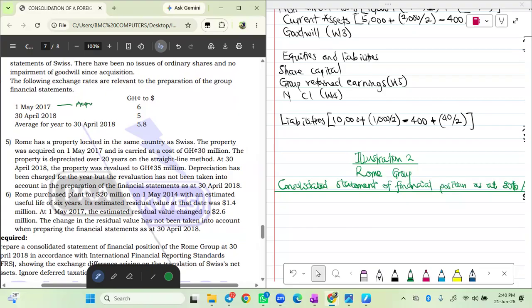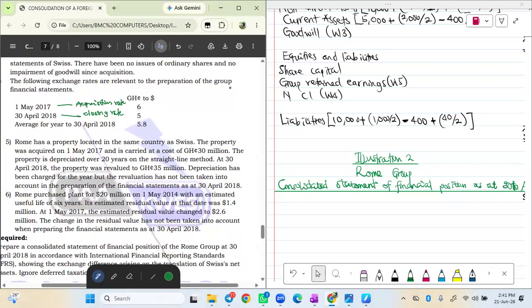5. Rome has a property located in the same country as Swiss. The property was acquired on 1st May 2017 and is carried at a cost of 30 million Ghana cedis. The property is depreciated over 20 years on the straight line method. At 30th April 2018, the property was revalued to 35 million Ghana cedis. Depreciation has been charged for the year, but the revaluation has not been taken into account in the preparation of the financial statements as at 30th April 2018.